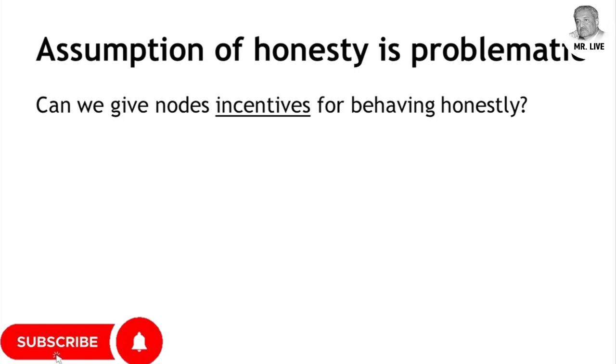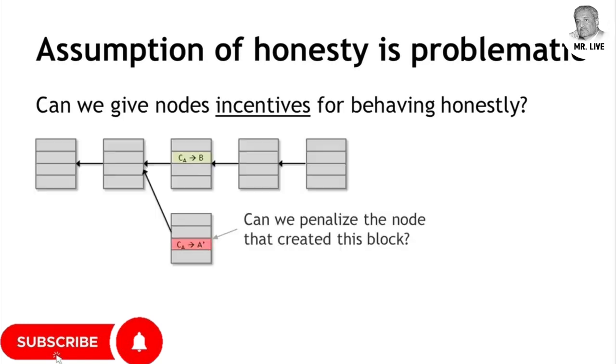Let's look at this with respect to the picture we've been looking at. This is the long-term consensus chain, and this block contains an attempt to double spend. We can ask, can we penalize somehow the node that created this block? But this is problematic for a number of reasons, including the fact that nodes don't have identities, and so there's no way to go after them to penalize them.